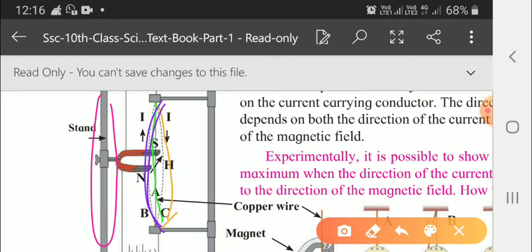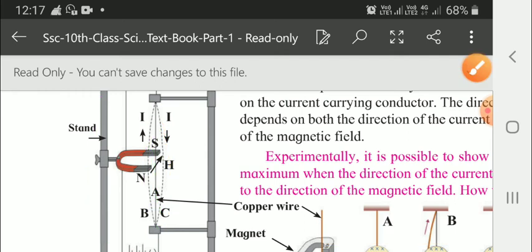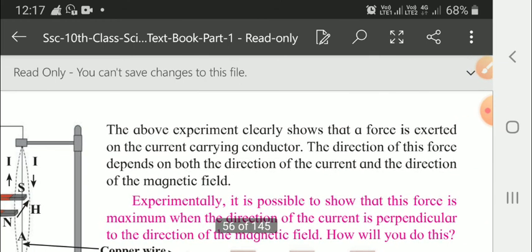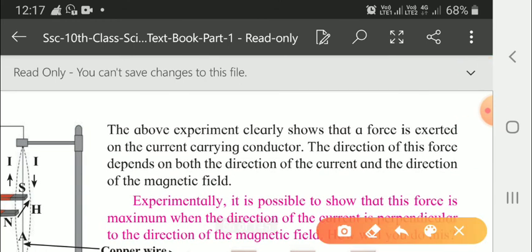In this experiment, we can see that a force is exerted on the current carrying conductor, and the direction of this force depends on both the direction of the current as well as on the magnetic field. So this point you have to underline. Here we can see, children, this point you have to underline. This is an important point.